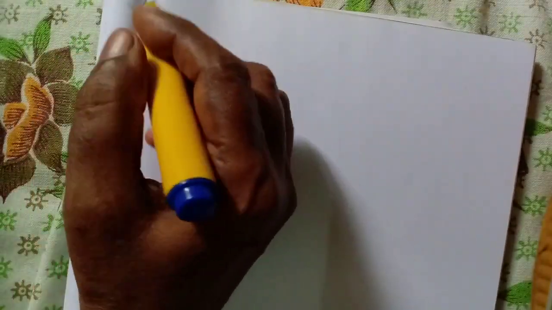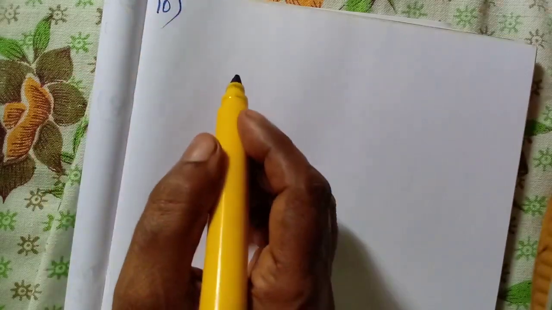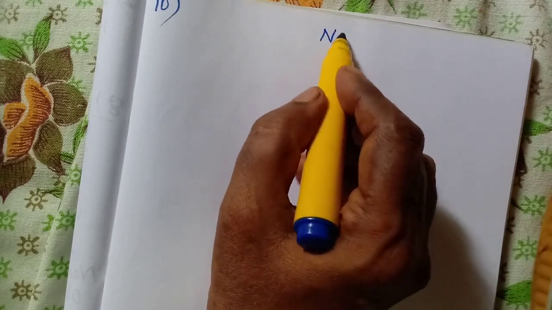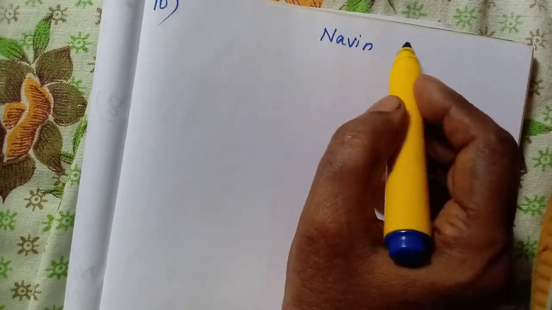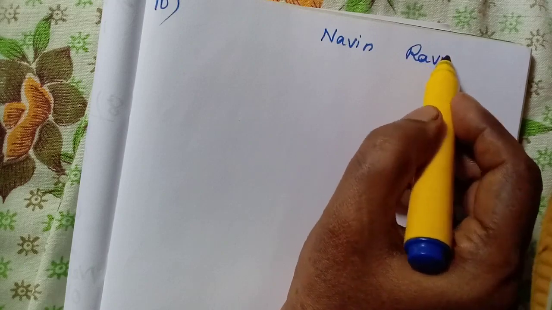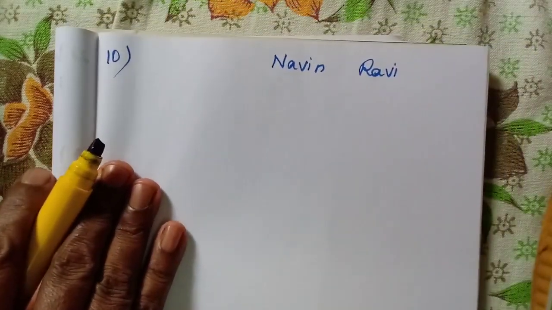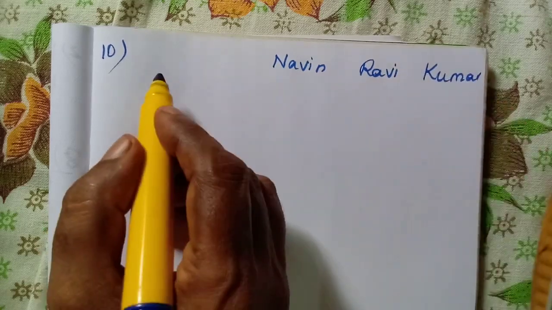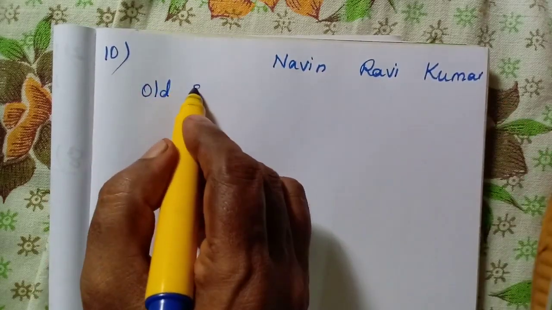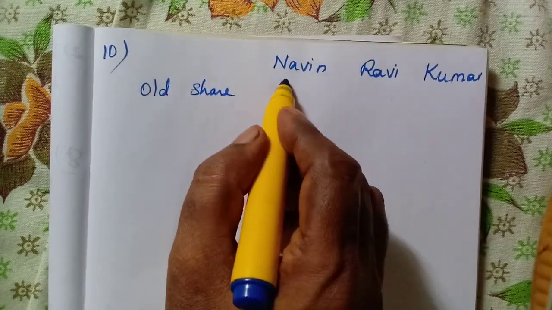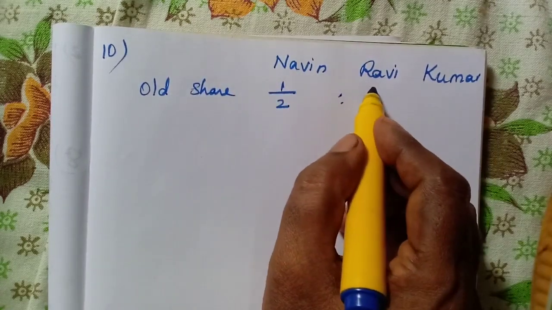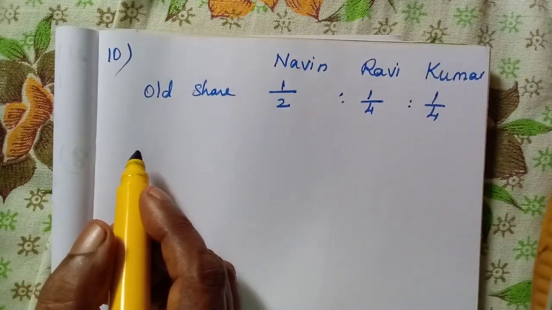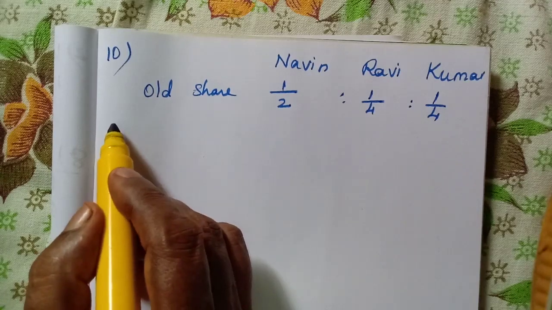First write the number, then column, 3 columns, isn't it? Navin, Ravi, then Kumar. Old share only given, ratio not given. 1 by 2, 1 by 4, 1 by 4. Okay, old share. Then share gained.